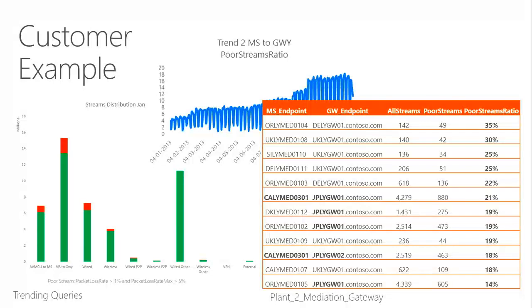So I'll see here, it's sorted by poor streams ratio, and this first row has 35% poor streams. That's bad, right? But there's only 142 streams between that pair, versus this one that I've put in bold, which has got 4,000. So I'm going to skip that one and look at that 4,000 one, 880 poor streams, 21%, and I can start to see that this CA mediation 301 is having problems when it's talking to these JP gateways.